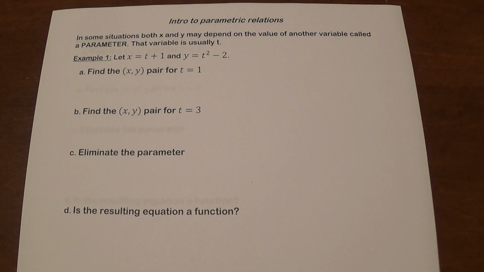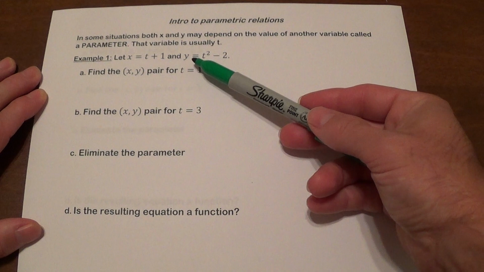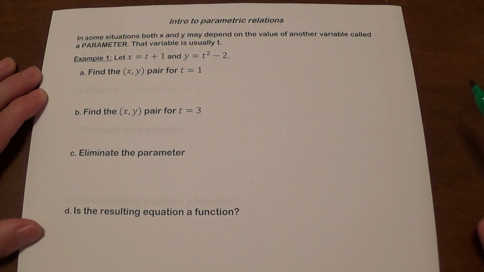Hi, we're going to discuss parametric relations. Sometimes you have situations where both x and y of your coordinates depend on another variable that we call a parameter, and that parameter is often denoted as t. Let's take a look. Let x be t plus 1 and y be t squared minus 2.